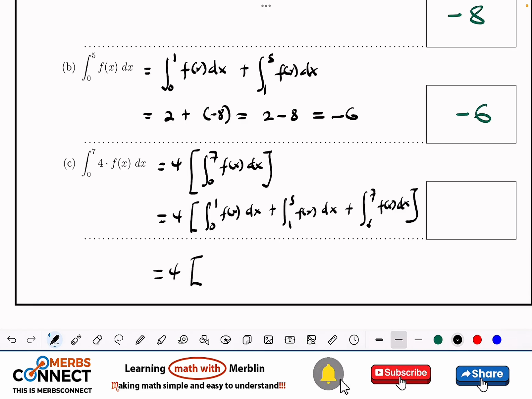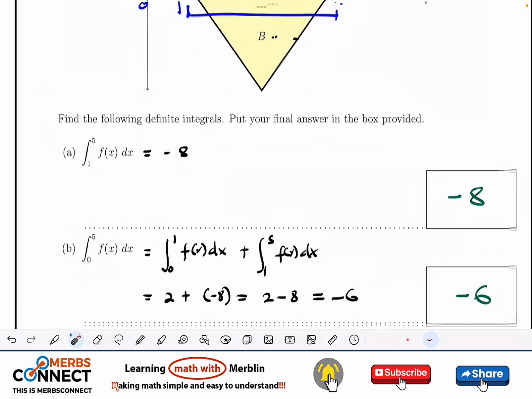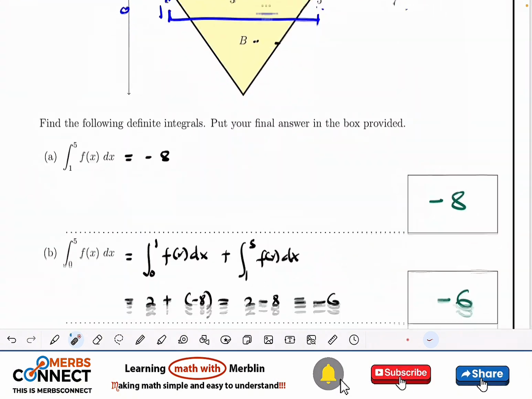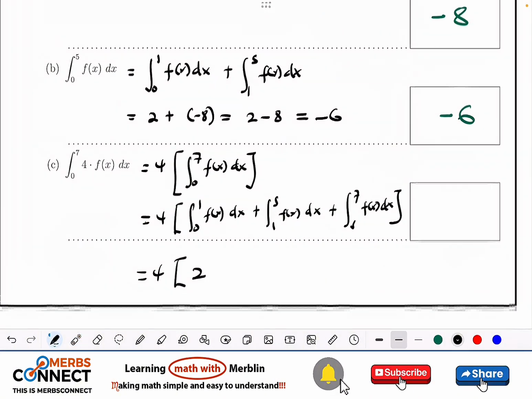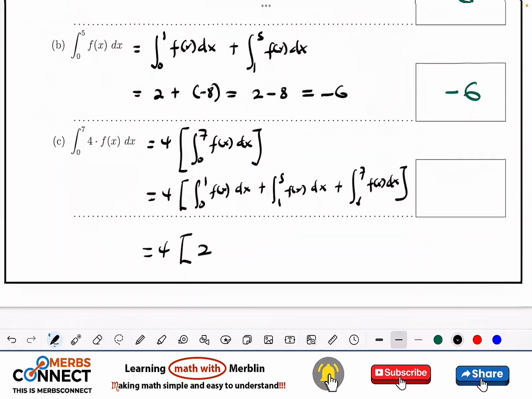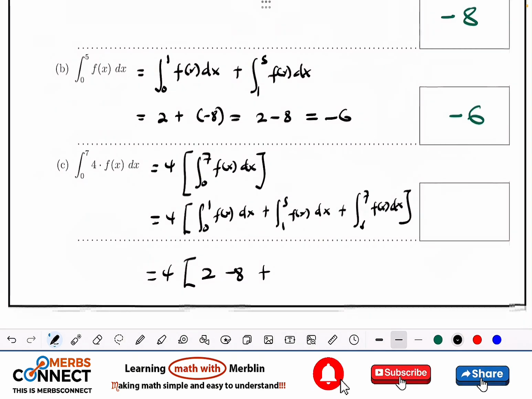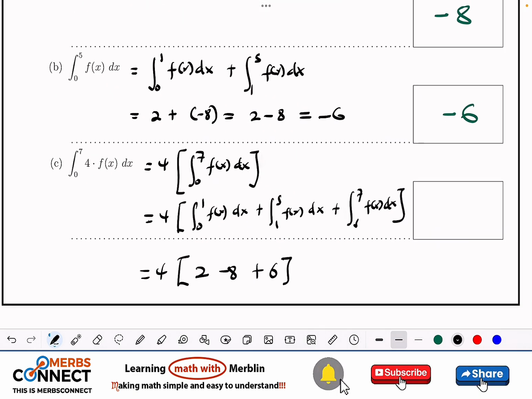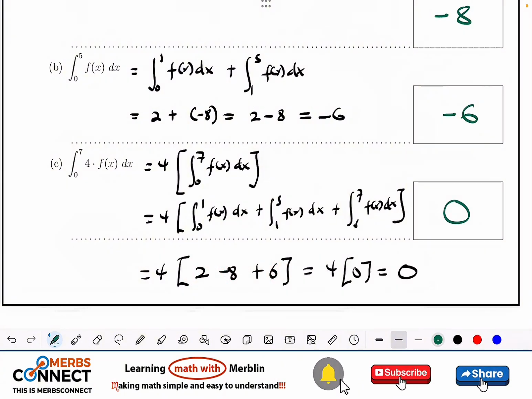So 4 times, what is from 0 to 1, that one is here, is 2. So we are going to have 2. From 1 to 5 is minus 8. So minus 8, plus from 5 to 7 is 6. So this is going to give us 4 times this. This plus this is going to give us 8, so minus this is going to be 0. And everything goes to 0. So we are going to have 0.